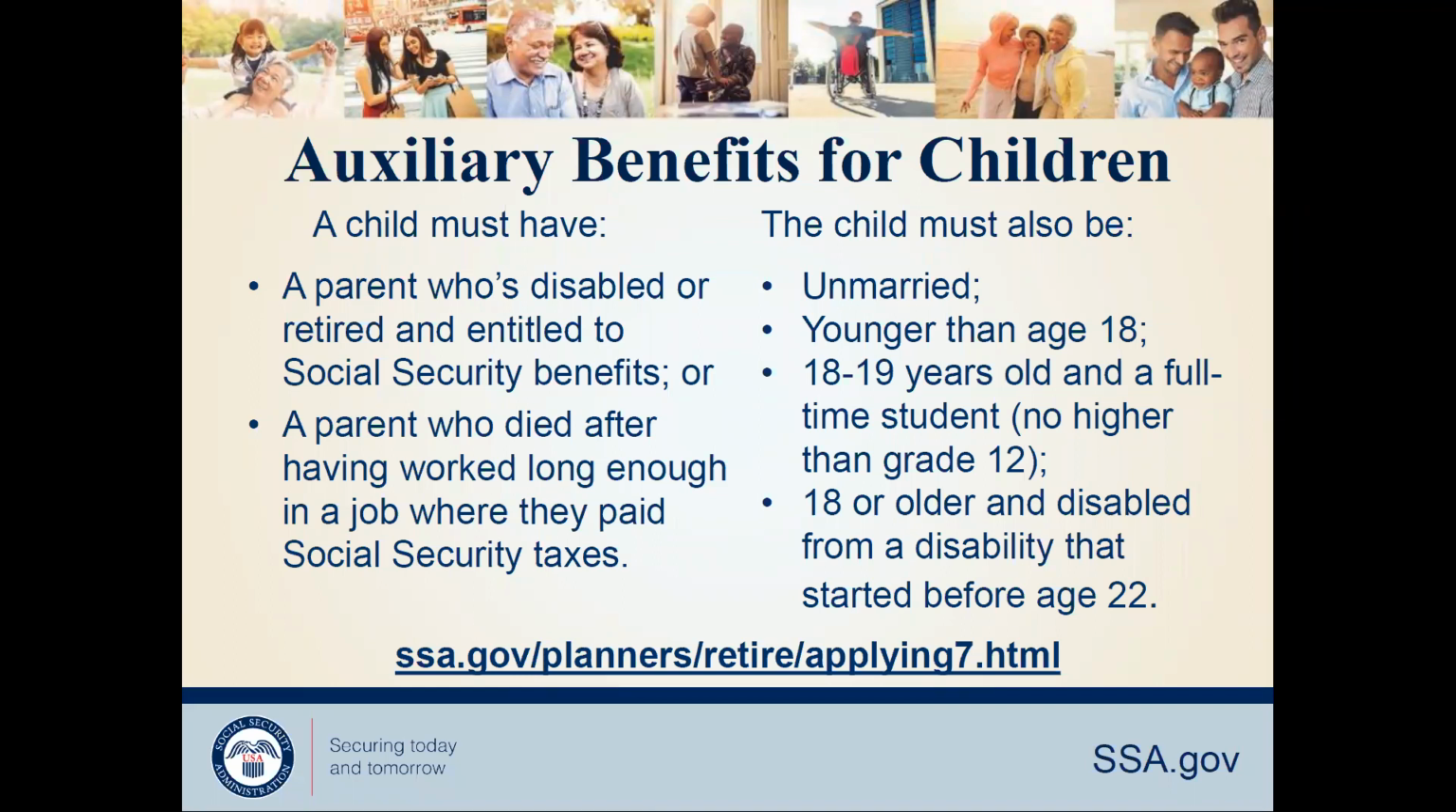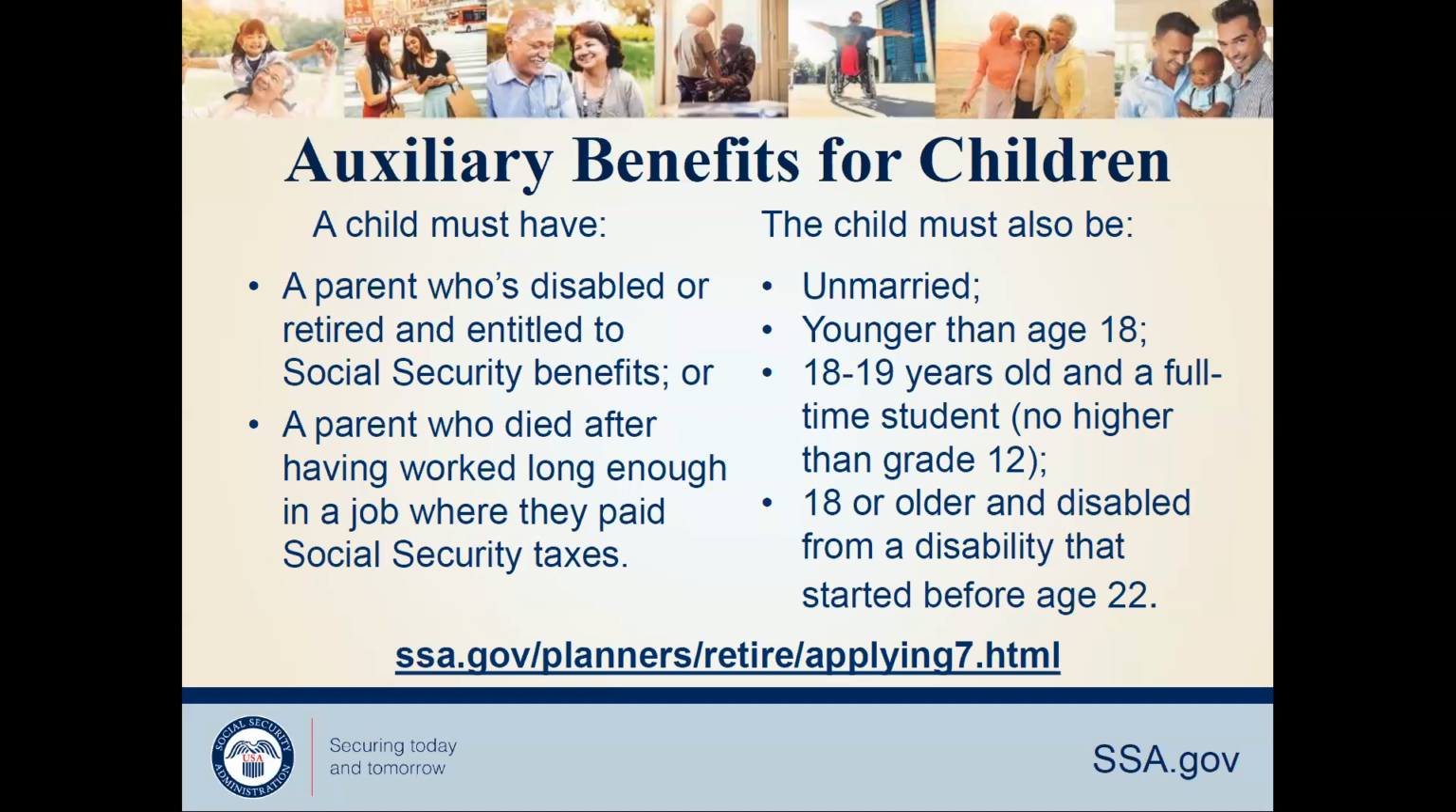Auxiliary benefits for children. Your unmarried child can get benefits if they are younger than age 18, between the ages of 18 and 19 and a full-time student, no higher than grade 12, or age 18 or older with a disability that began before the age of 22. There are certain circumstances in which we can also pay benefits to a stepchild, grandchild, step-grandchild, or adopted child. Within a family, a child can receive up to 1/2 of the parent's full retirement benefit or disability benefit. If a child receives survivor benefits, they can get up to 75% of the deceased parent's basic Social Security benefit.